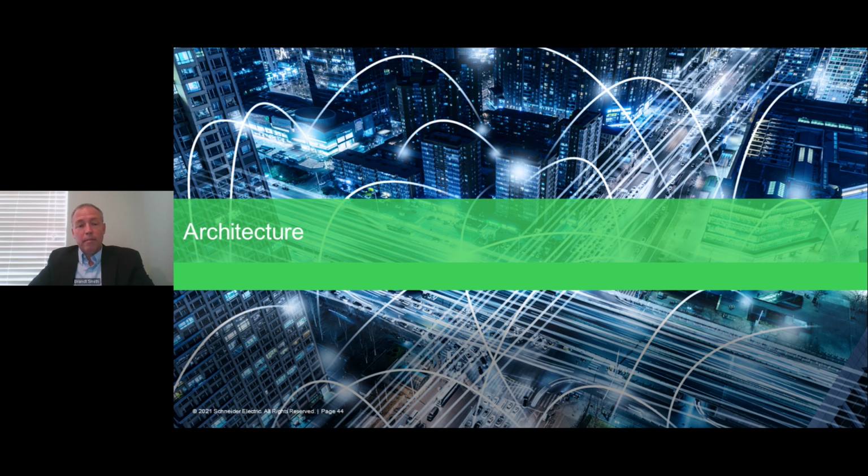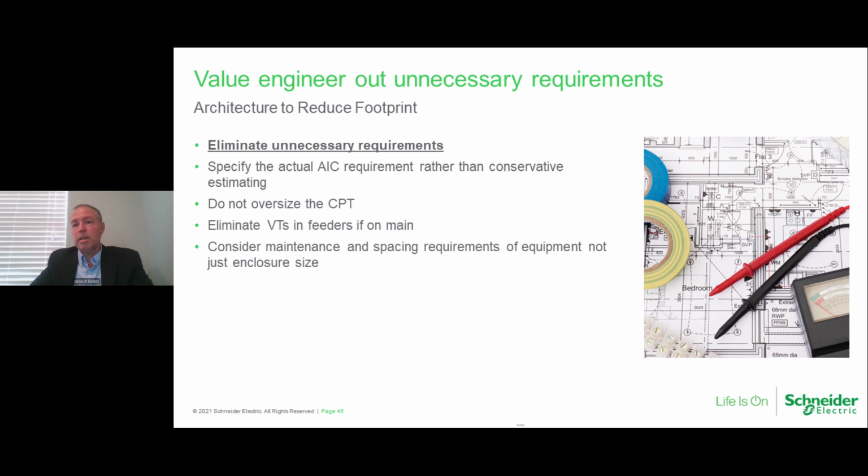And then we're going to move on to architecture, though to me, this is how do we design our system? What are we thinking about, or what are we doing? The first thing we can do, as engineers, we have a tendency to want to build redundancy into everything. We want to engineer it to be as reliable as physically possible and think about every possible contingency in the future. But a lot of times, not only does that add cost, that adds space. An example of that is oversizing your CPTs.